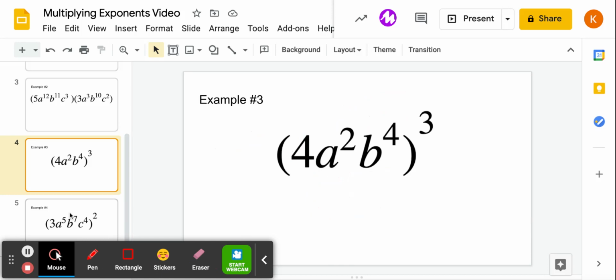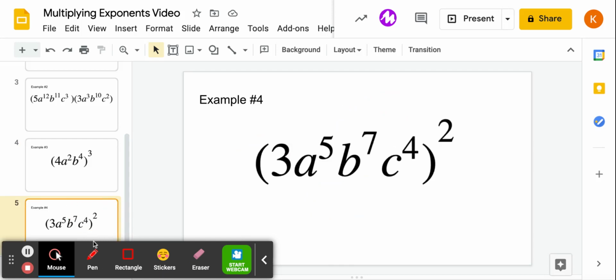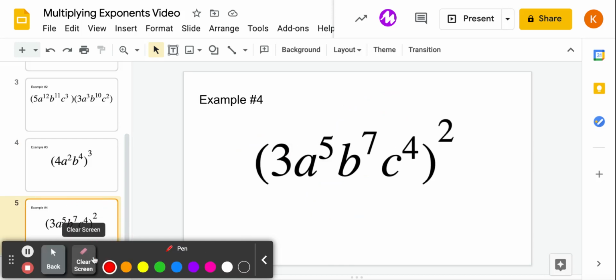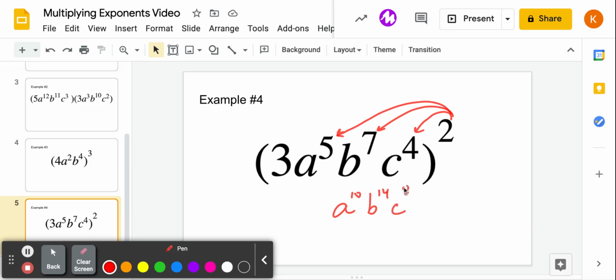I have one more to share, a little bit longer, but in terms of difficulty, just about the same. Again, it's power to power. And when we do these, please remember, power to power, you multiply those exponents. Again, Mr. Robinette and I like to say, take care of those variables first. A to the 10th, b to the 14th, and c to the 8th. Got those by multiplying.